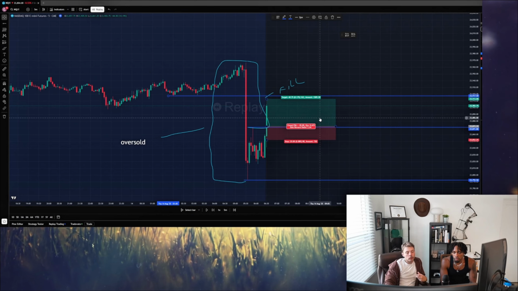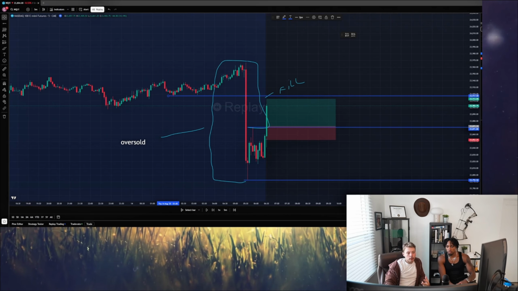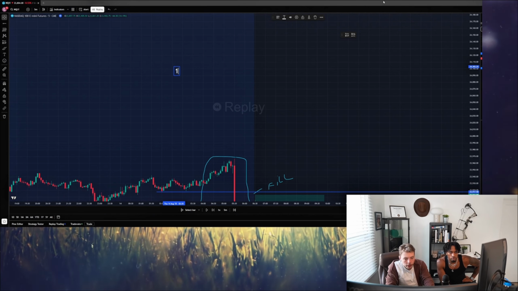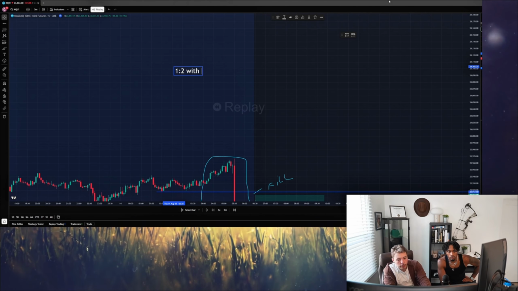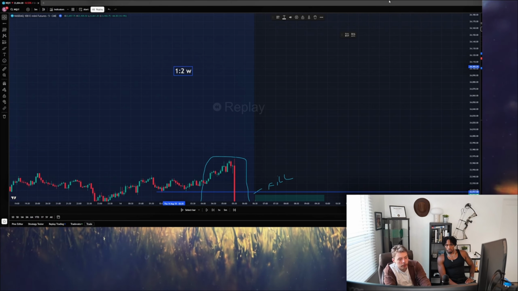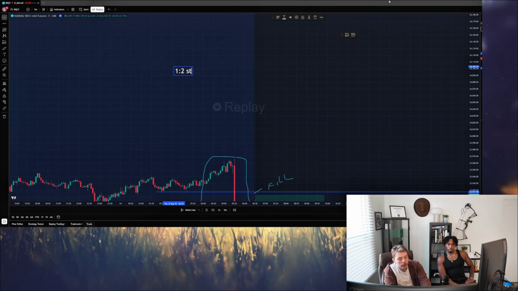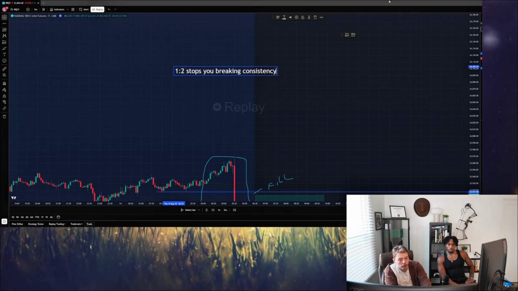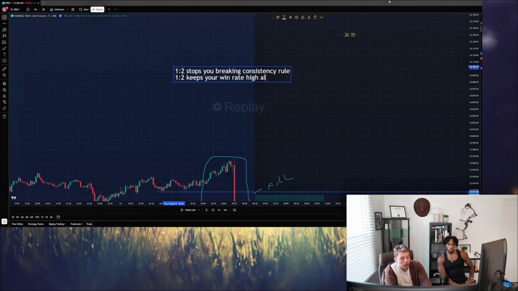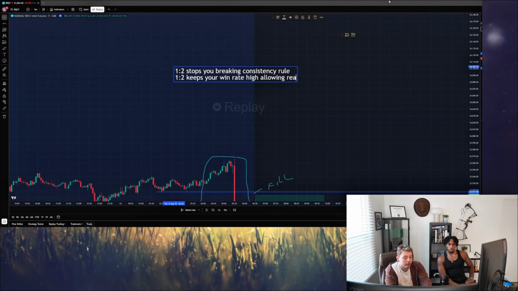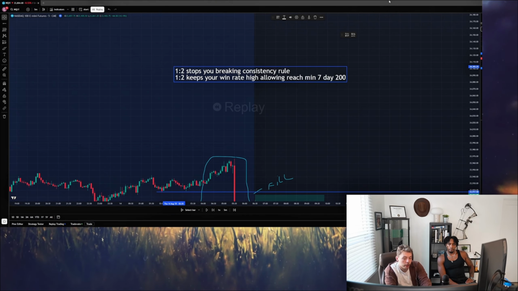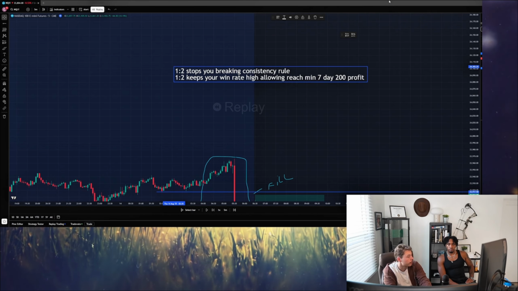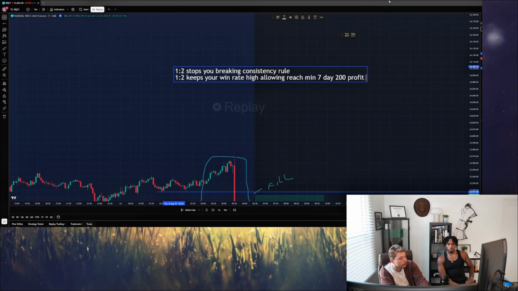Why do I go for 1 to 2s? What makes the 1 to 2 make sense? Let's go over a few properties of 1 to 2 with our risk management. And what's our risk management? 1 to 2 stops you from breaking the consistency rule, keeps your win rate high, allowing you to reach that minimum 7-day $200 profit that a lot of these prop firms have, like Top Step. They have that before you could get a payout.